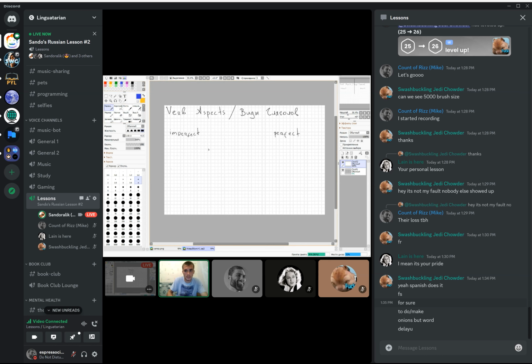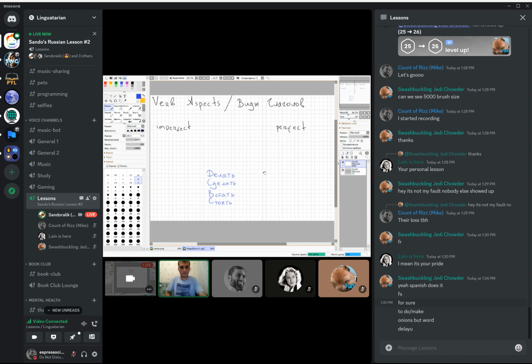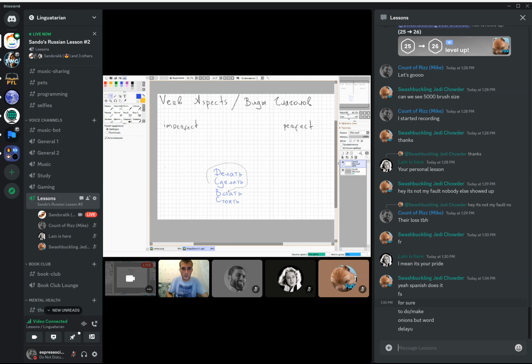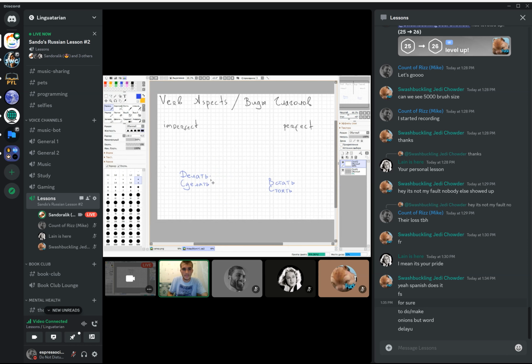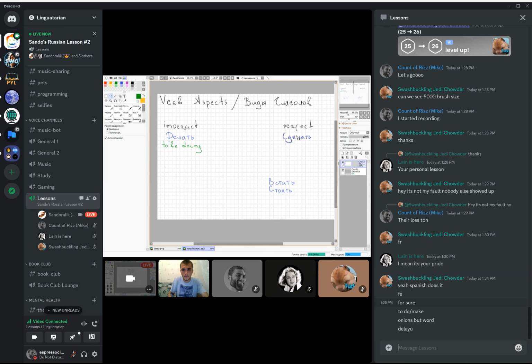So the words we're going to be using here are делать, сделать, встать, and стоять, right? So what are we seeing here? We have a pair of verbs here and a pair of verbs here. Both these verbs mean the same thing, but they're different in terms of aspect. So one of them, делать, translates to be doing, and the other translates to have done, right?